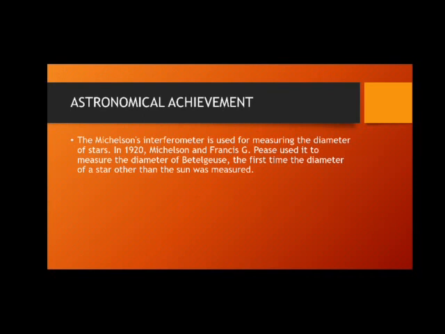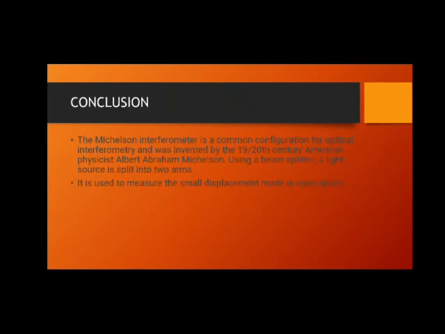Astronomical achievement. The Michelson interferometer is used for measuring the diameter of stars. In 1920, Michelson and Francis G. Pease used it to measure the diameter of Betelgeuse, the first time the diameter of a star other than the Sun was measured.